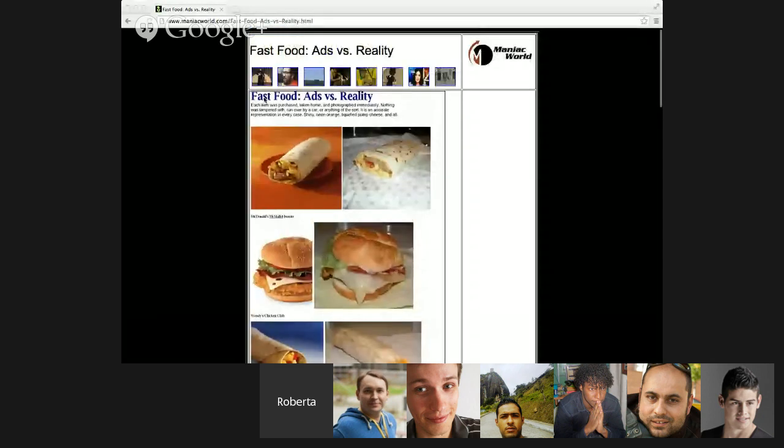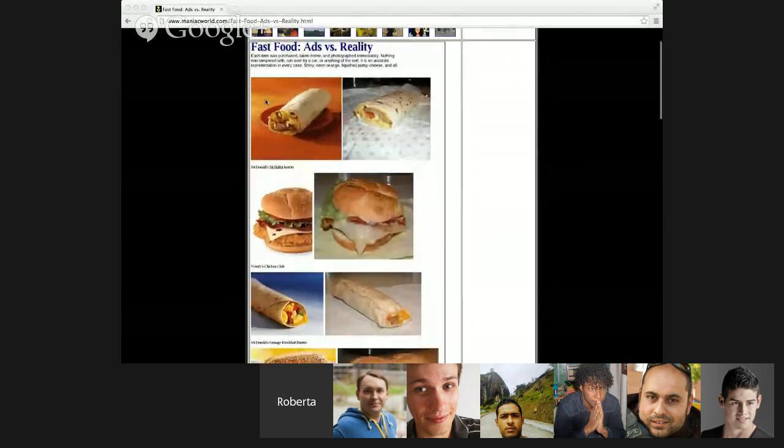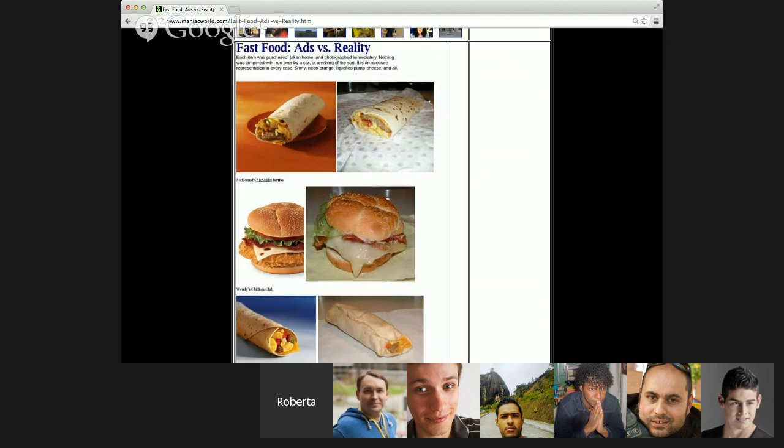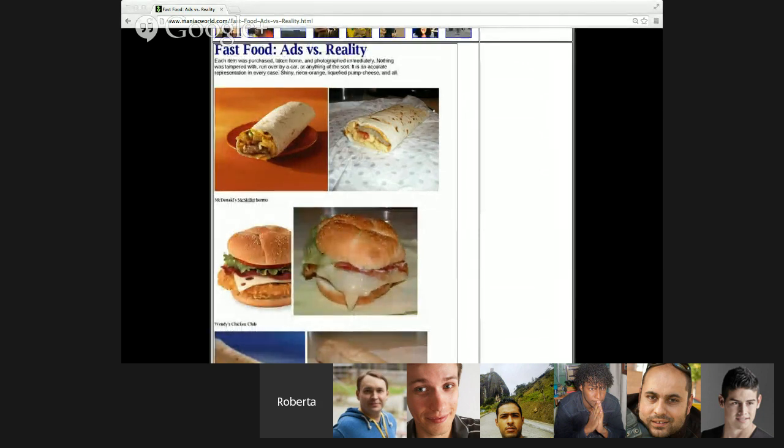So I'm going to screen share that with you, and this is called fast food ads versus reality, okay? So, can you see this, or do I need to make it a little bit bigger? I can zoom in a little bit more. Is that better? Yeah. Okay. So Daniel, I'll start with you. Let's look at the top one. What are some differences you see between these two things?